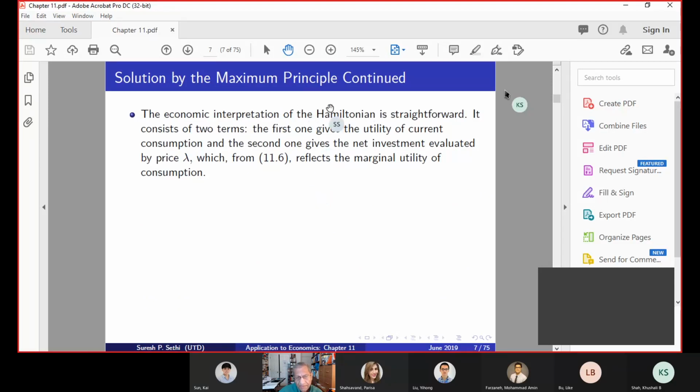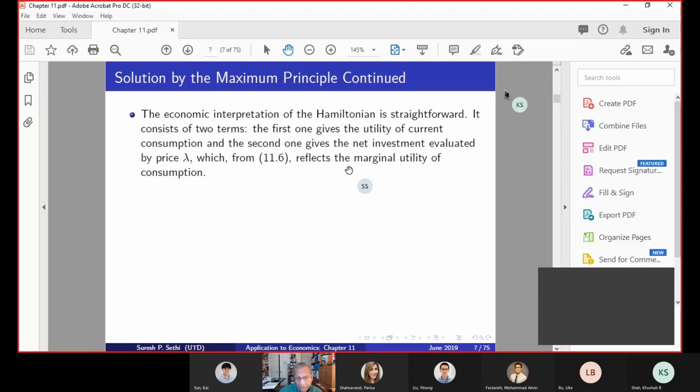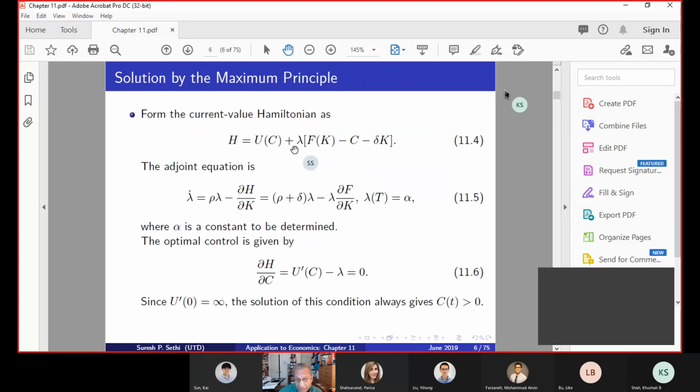The economic interpretation of the Hamiltonian is straightforward. We know this. This is general. We already know it consists of two terms. The first one gives the utility of current consumption, which is U(C). And the second one gives you the additional output and the value of the additional output given by lambda. So when I use a control C, I get some output, and that output is valued at lambda. So for any C, I get this utility and then the output.